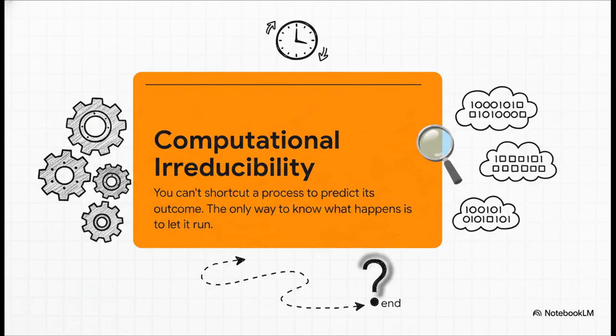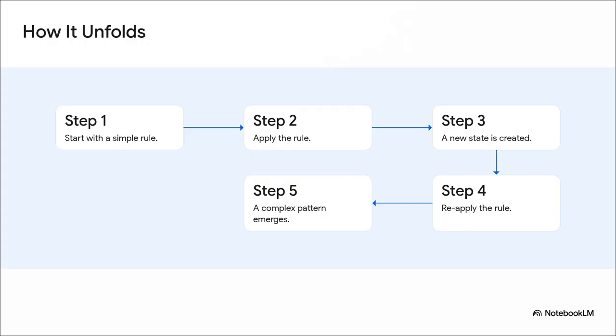For a whole bunch of systems out there, you can't just solve an equation to figure out what's going to happen next. You can't just skip to the last page of the book. The only way, literally the only way, to find out what happens is to actually run every single step of the computation. So the process just unfolds one step at a time.